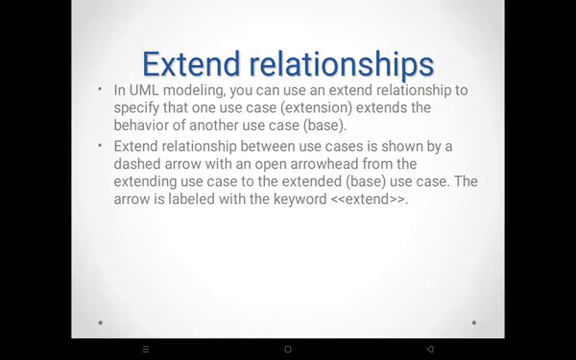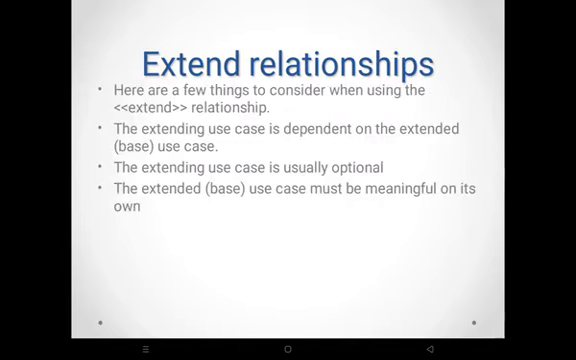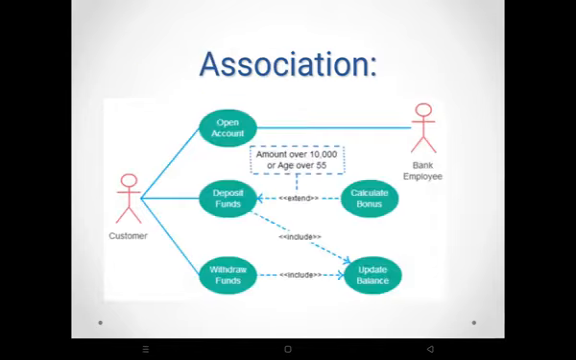We can extend the behavior of one use case to another use case, which is called the extend relationship. A few rules are to be followed. What are the rules? Here we are considering that the extending use case is dependent on the extended use case. This is the first rule. The extending use case is usually optional, right? The extended use case must be meaningful. It's very important. Next, the third one is the association.